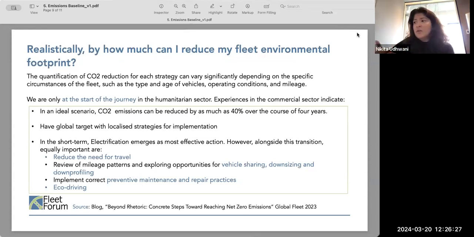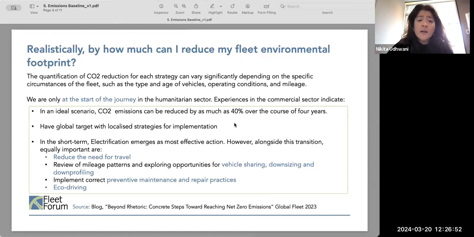Like you might have seen with us when we talk about electric vehicles, we've said, okay, electric vehicles are part of the activities in your sustainability strategy, but they might not work in every operating context at the moment, right? So this is where localized strategies really make a difference, and so you need to have a global target, but you also need to have localized strategies for implementation.